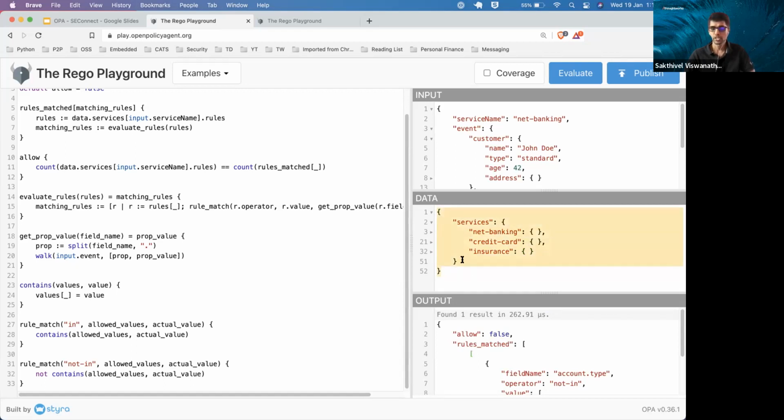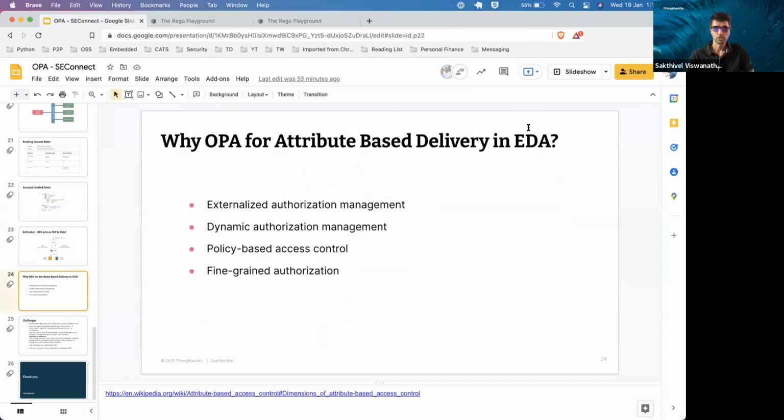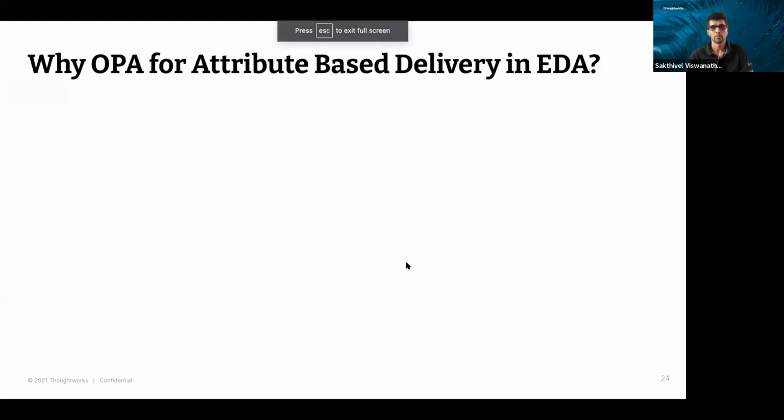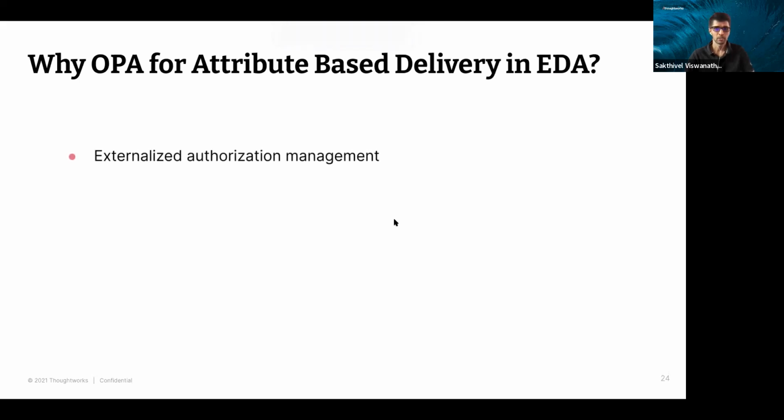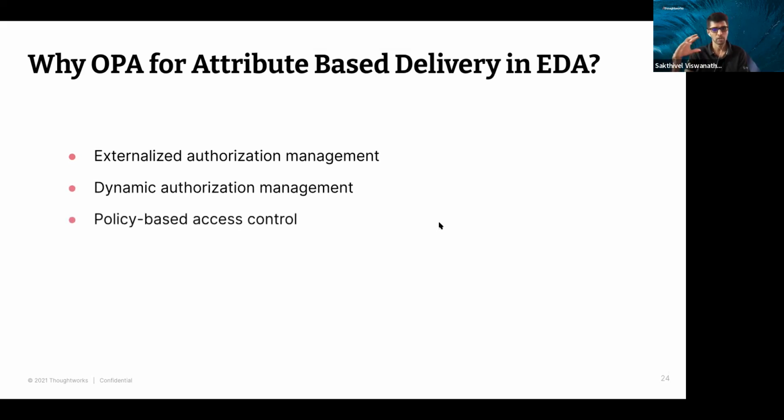Usually this data will be changing, so we might be providing some abstractions, and we'll be able to allow the users to change the rules as well. With that, I'll quickly go into why we chose OPA for attribute-based delivery in EDA. The main reason, as I mentioned, is that it needs to be externally managed, and it has to be very dynamic based on the business. Given that there are different subdomains, it has to be dynamically managed, with policy-based access control. We will be able to write policies based on our needs and deploy the policy, and the other systems will continue to work based on the value that is provided.